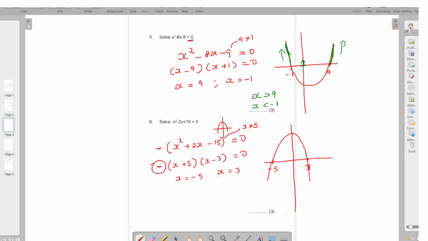And which part is going to satisfy that? This is less than 0. So where the y value is less than 0 is this part. So it will be this. So it will be x is less than minus 5 and x is greater than 3.